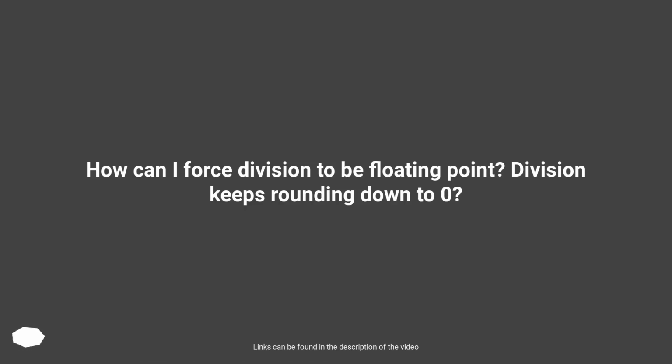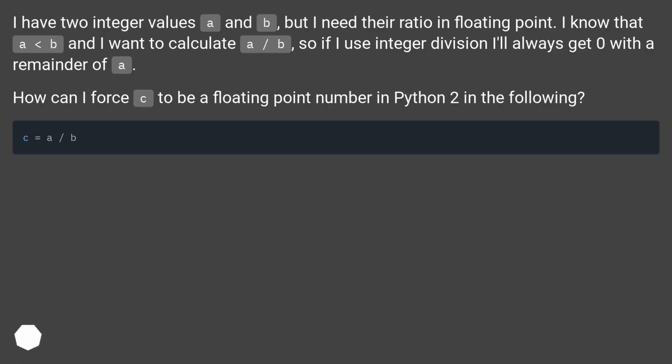How can I force division to be floating point? Division keeps rounding down to 0. I have two integer values a and b, but I need their ratio in floating point. I know that a is lower than b and I want to calculate a/b, so if I use integer division I'll always get 0 with a remainder of a.